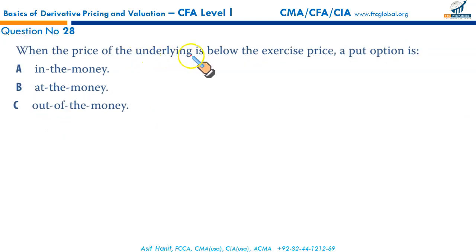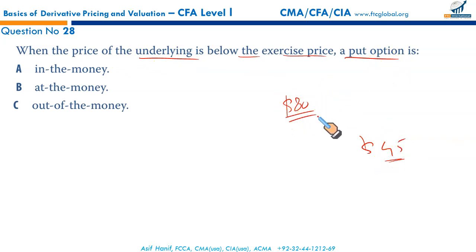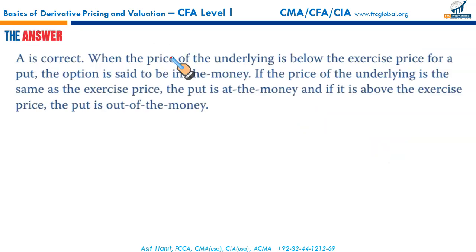When the price of the underlying is below the exercise price, you have a put option that is the right to sell at $80, whereas the price is $45. Let's say, just assume numbers. So when the price of the underlying is below the exercise price and you have the right to sell at $80, in that case, we say the option is in the money, you will surely exercise the option in this case. That makes A the correct option.